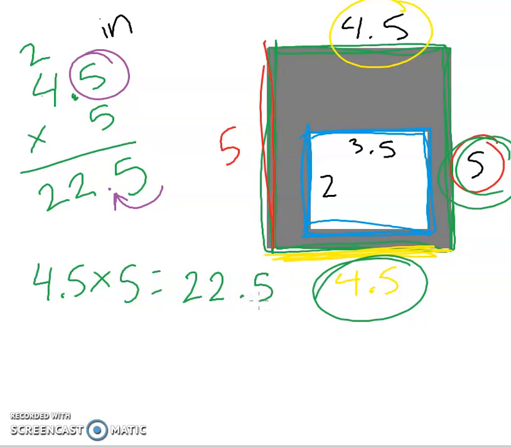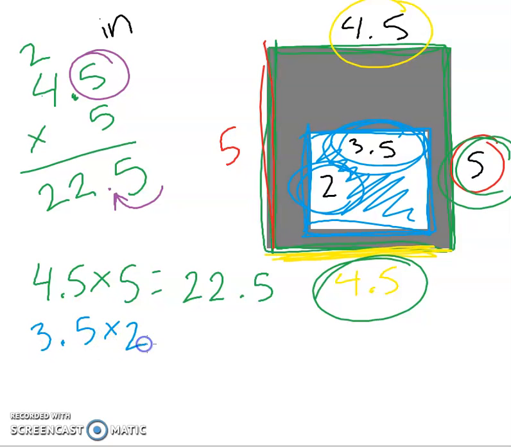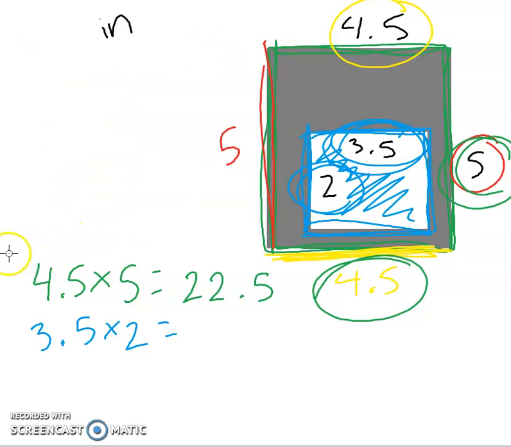All right, but I'm not done. That's the entire area. Now I have to subtract out this little cutout. And that cutout can be found by multiplying 3.5 and 2. So that's 3.5 times 2. Okay, and you know what? I am actually going to do this in the same exact spot I did the last one. All right, so I have 3.5 times 2.